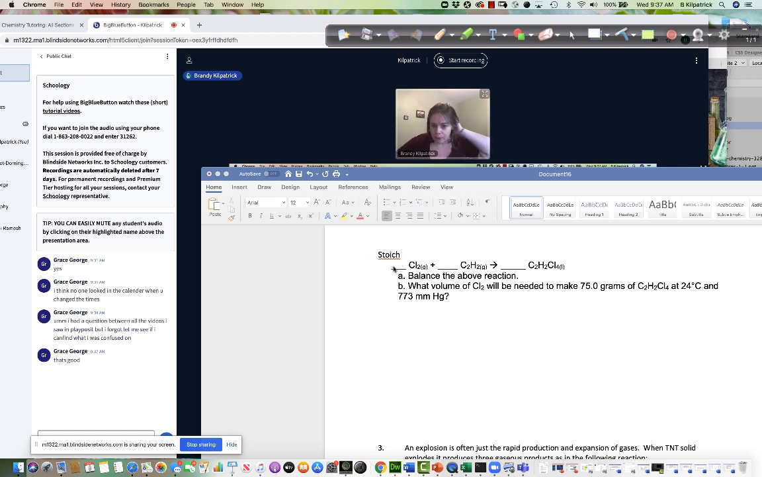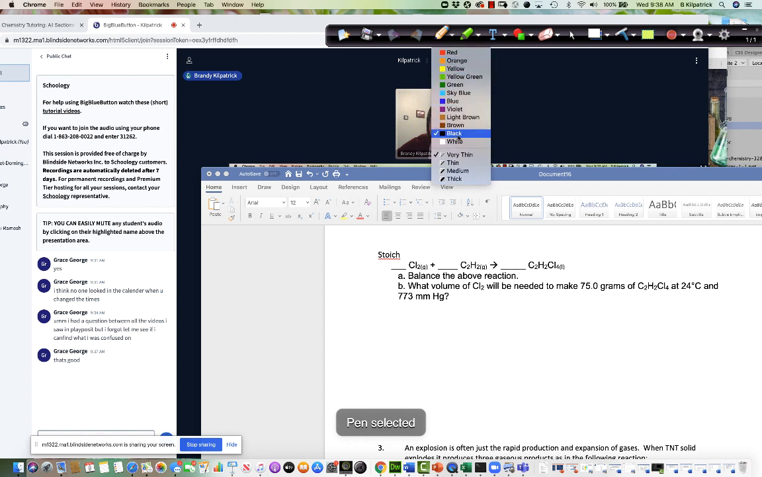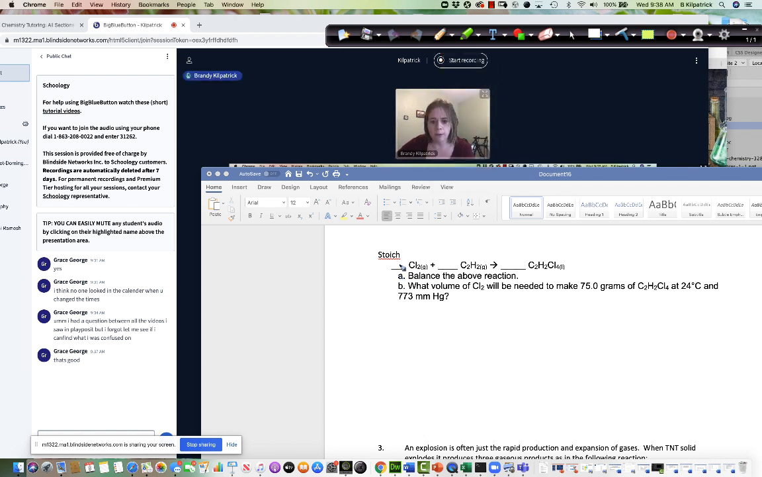Okay, so with this problem right here, the first thing you're going to have to do is balance this reaction, and then it's asking what volume of Cl2 will be needed to make 75 grams of the C2H2Cl4 at 24 degrees Celsius, and it gives a pressure. So, first thing, you're going to balance the equation. All you have to do for this is just put a 2 in the front, and that should be balanced after that.